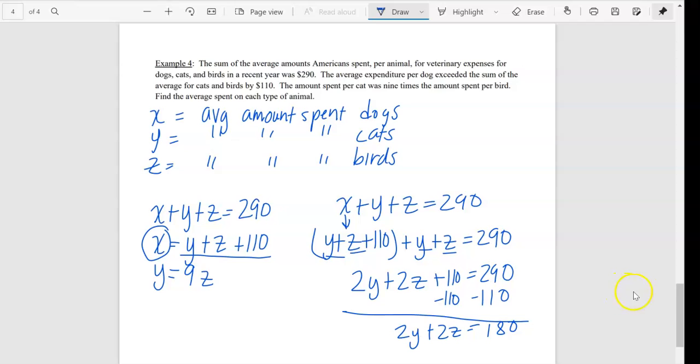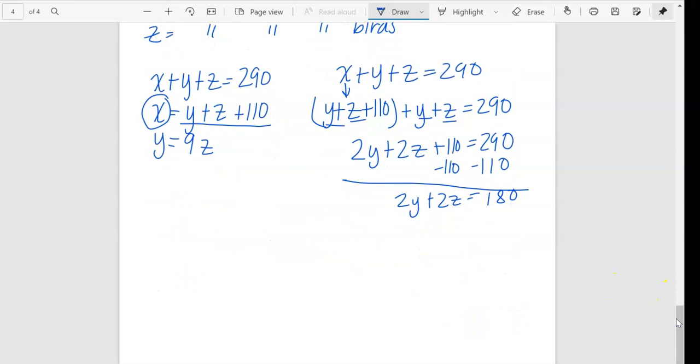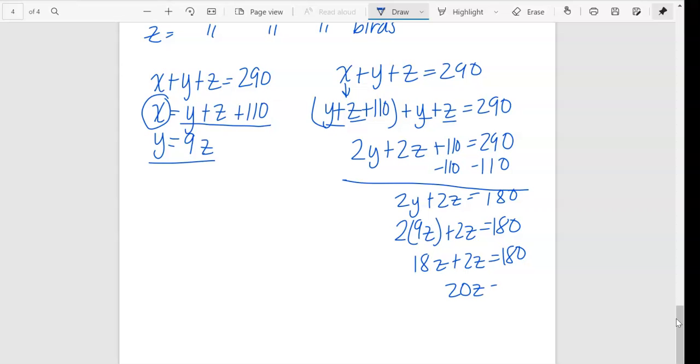Okay, now I really need this just in terms of one variable. And this right here would be useful because I could say, okay, 2y, but instead of y, it's 9z. So 2 times 9z plus 2z equals 180. That's going to be 18z plus 2z equals 180. So 20z equals 180. Divide by 20. And z is equal to 9. So that means that we've got our answer that the average cost for the birds is going to be $9.